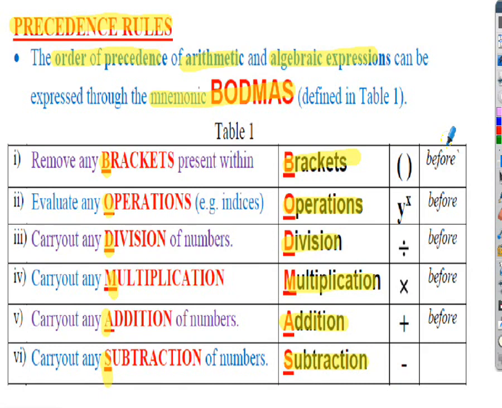So what the BODMAS mnemonic is trying to explain is that if we have brackets in our calculation, we must consider them first of all. If we have operations such as indices, trig functions, etc., we consider them next. Division next, multiplication, addition, and finally subtraction.